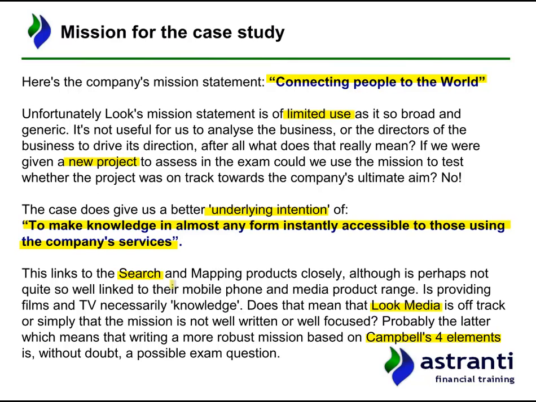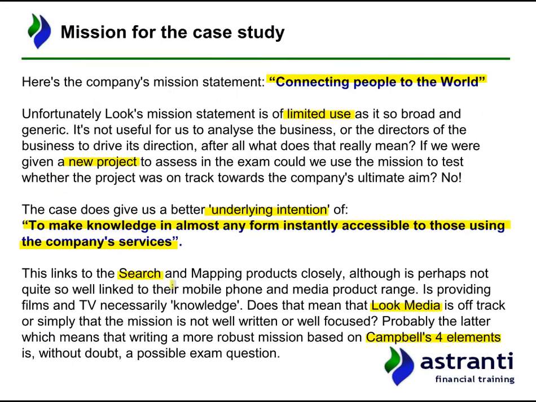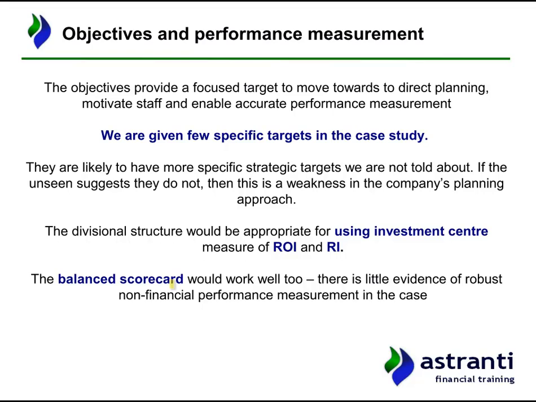So, okay, it's a broad guide, but certainly if we go back to Campbell's four elements, we'd like to have a little bit more on what their actual purpose is, a lot more on strategy and how they're going to be successful, how they're going to compete, how they're going to achieve that, and a lot more on values. Now, we are told the ethical values, but that's not part of the current mission statement, remember. So that's a slightly different thing, and a little bit on policies as well. So that could be a good relevant question in the exam.